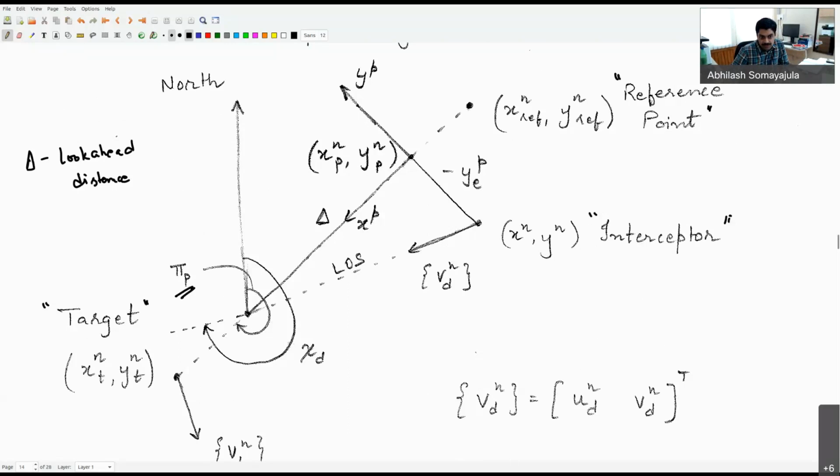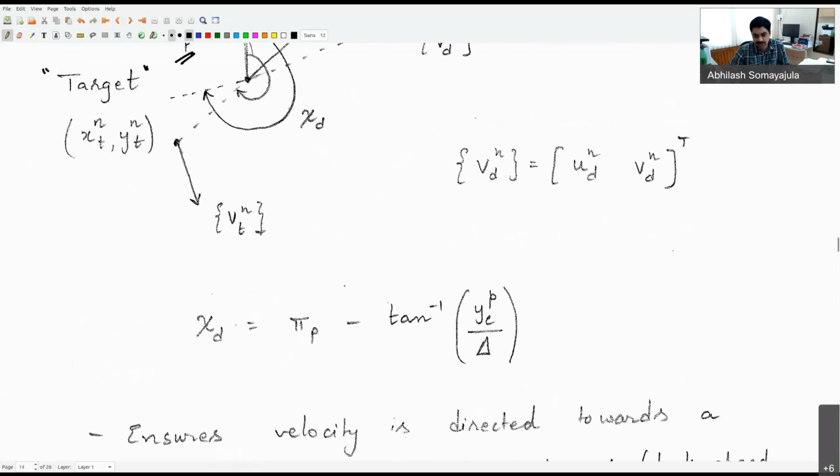Everybody with me so far? This is what we looked at. This picture was a little misleading in the sense that the ye here is negative, but we also looked at an example where ye is positive, and we convinced ourselves of this relationship: the desired course angle is the direction of the target from the reference line minus tan inverse of ye, the cross-track error, divided by the look-ahead distance.